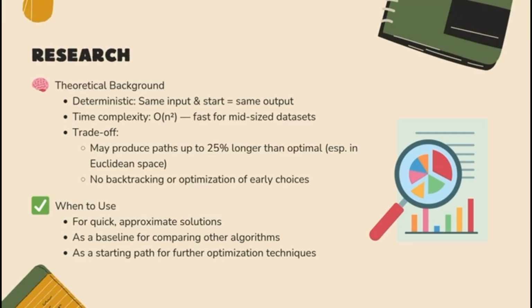So for the theoretical background for this nearest neighbor algorithm, it is deterministic because it has the same input and start point, so it has the same output, and it has a time complexity of O(n²), which is fast for mid-sized datasets. But it has some trade-offs. It can produce paths up to 25% longer than the optimal, especially in Euclidean space, and there is no backtracking or optimization of early choices. Like those cities that you have gone to first, you cannot backtrack to them.